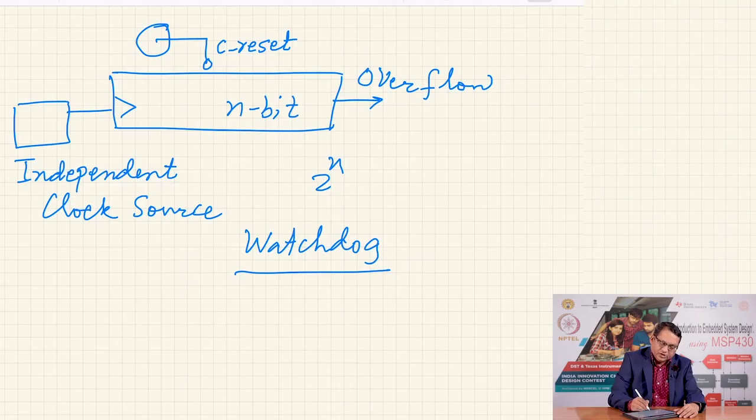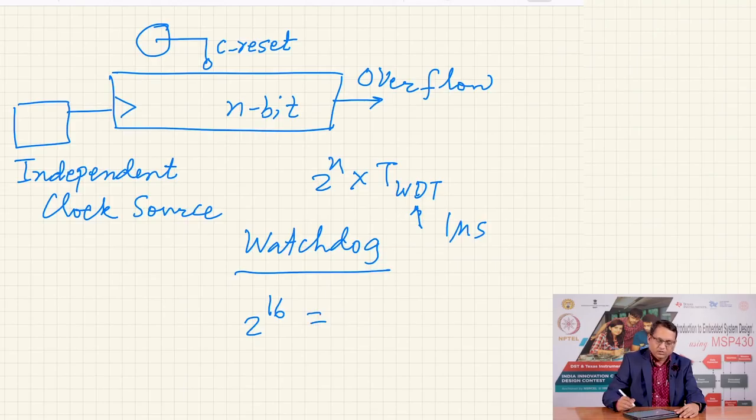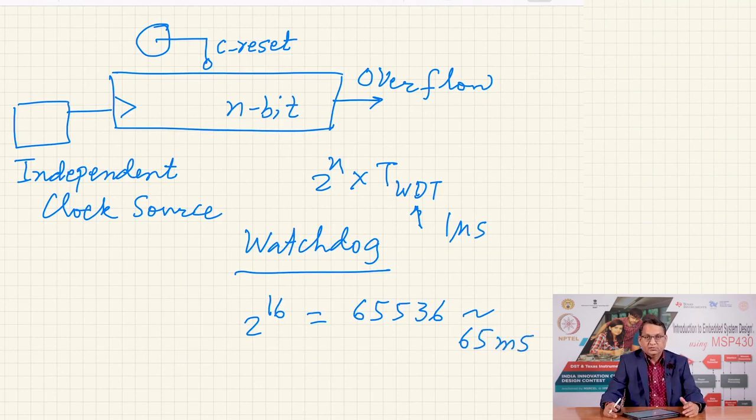So, the overflow time is 2 raised to power n times the clock period. I will call the clock frequency WDT, watchdog timer clock frequency, so that it is not confusing with the clock frequency of the system. Let us say this is a 1 megahertz clock, so therefore, it is a 1 microsecond time period. Let us say n is 16, therefore, 2 raised to power 16 clock pulses are required to overflow this. This is about 65,536 clock pulses. So, roughly this will give you a 65 millisecond period within which, if you can reset the timer, it will not reset you.